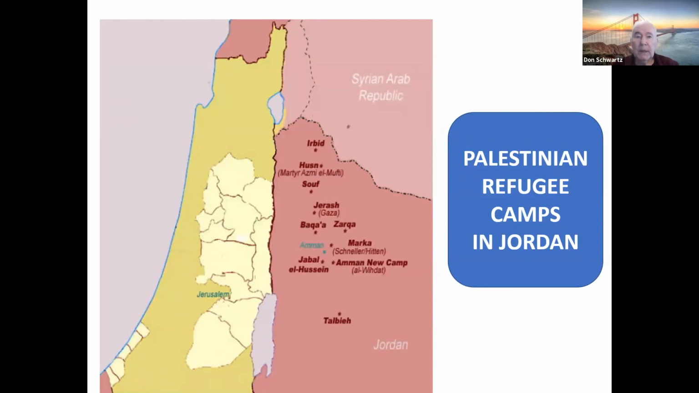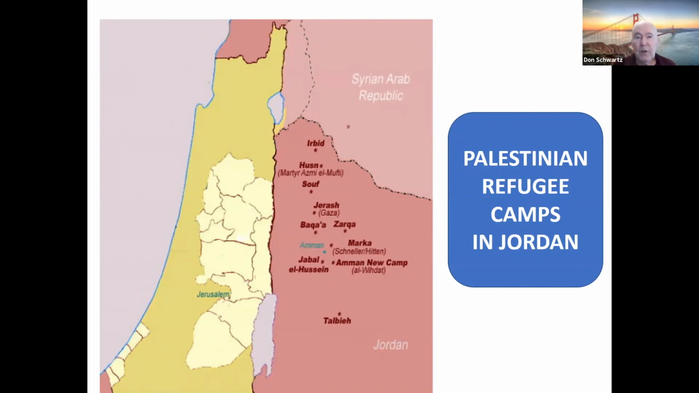Now, the king of Jordan at that time, King Abdullah, tried to Jordanize these Palestinian refugees by offering them Jordanian citizenship and by banning all Palestinian organizations and political parties. But in fact, native-born Jordanians never fully accepted the Palestinian refugees.